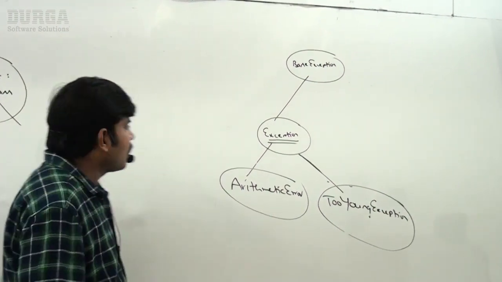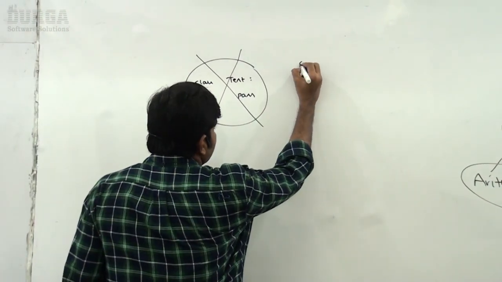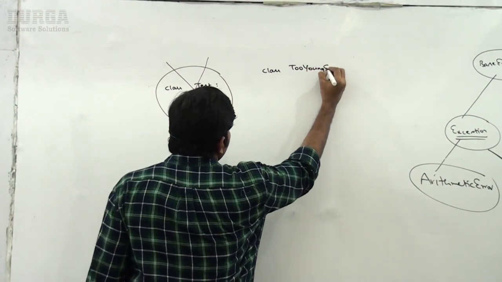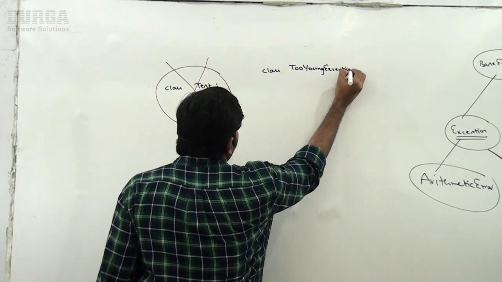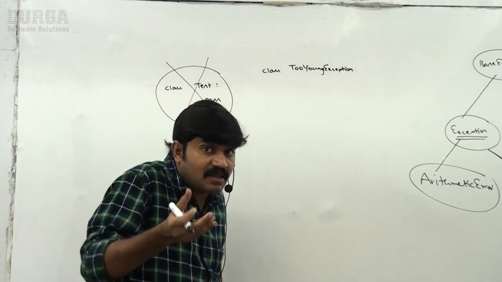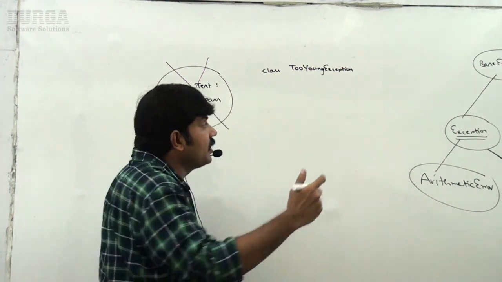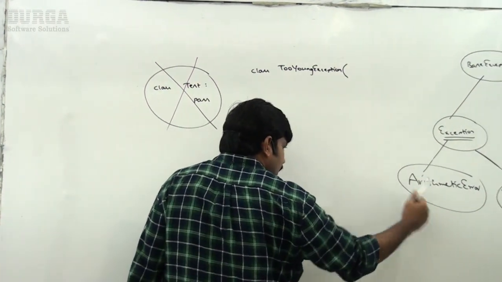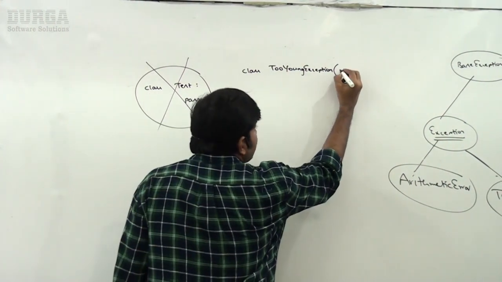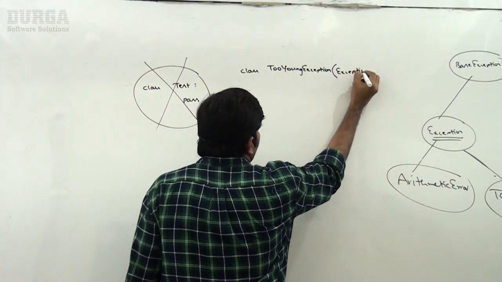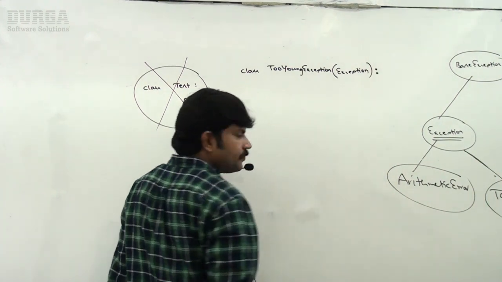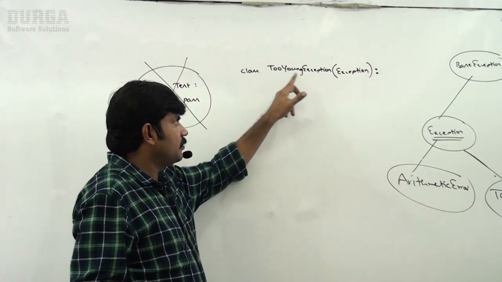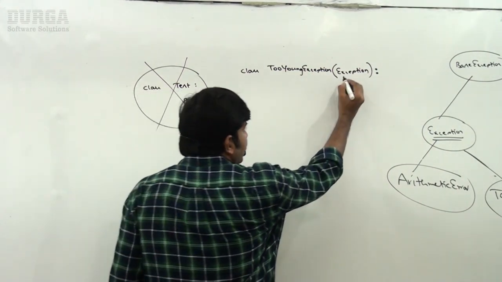Is it clear? Now I want to take a class TooYoungException. It is a normal class. When will this class have exception ability? It should be a child class of either BaseException or ArithmeticError, anything you can take, but the general programming practice is Exception. We have to write a class with the name of the exception, and it should be a child class of Exception.